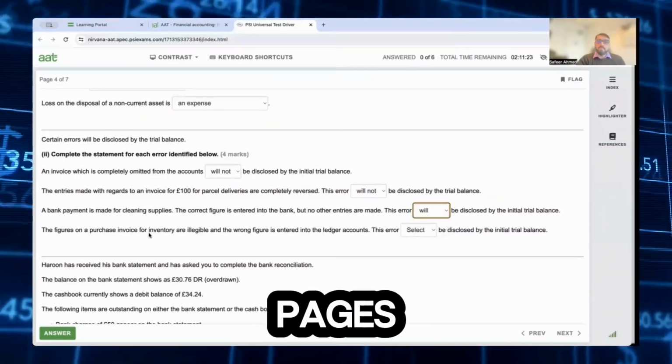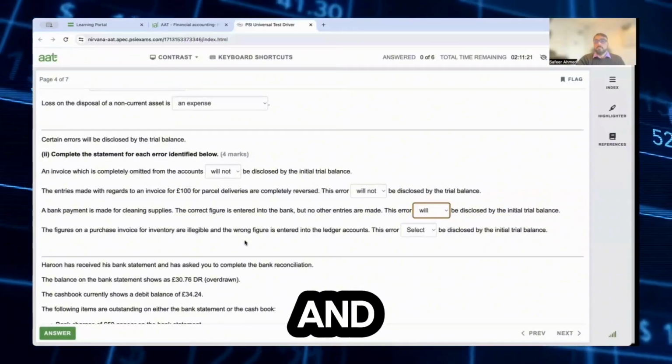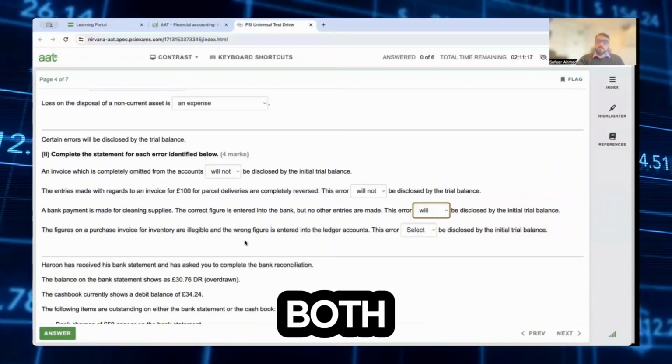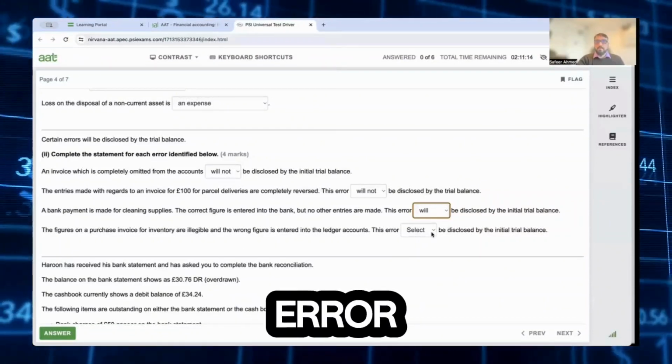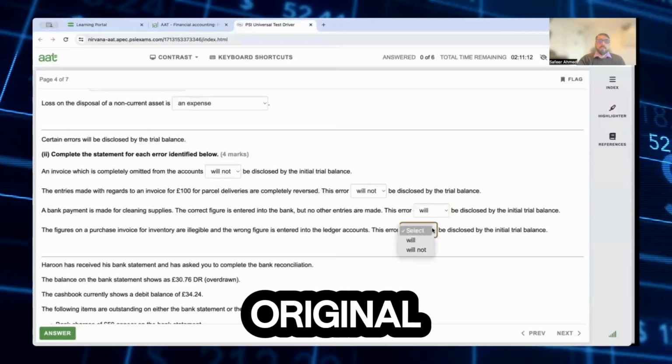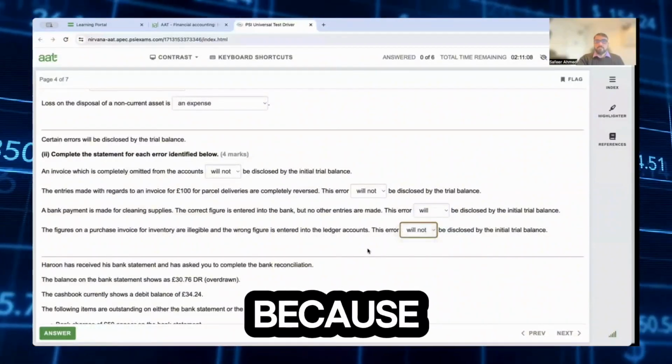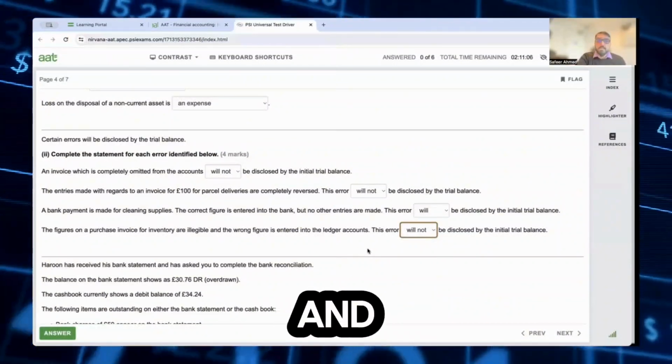The figures on the purchase invoice for inventory are illegible and a wrong figure is entered into the ledger accounts. Again, a wrong figure on both accounts. Then of course this error is an error of original entry. So this will not affect the trial balance because you recorded the same amount on the debit and credit.